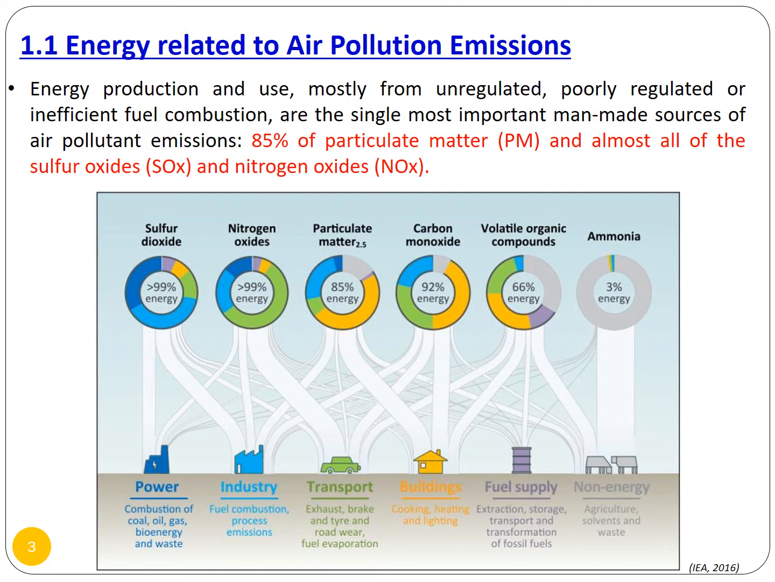Energy production and use create the most important man-made source of air pollutant emissions. They account for 85% of particulate matter, sulfur oxide, and nitrogen oxide. We can see the report presented by the IEA in 2016. Power generation and industry are the main sources emitting sulfur oxide and nitrogen oxide. Buildings also emit a large amount of PM2.5, and transportation is another emission source.